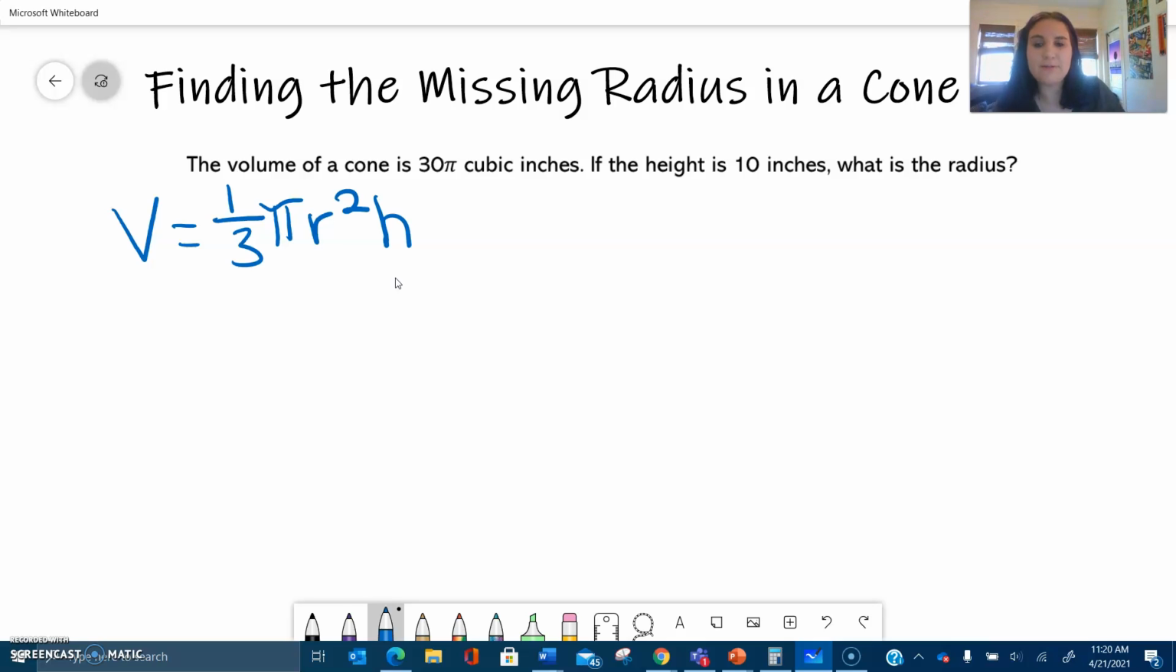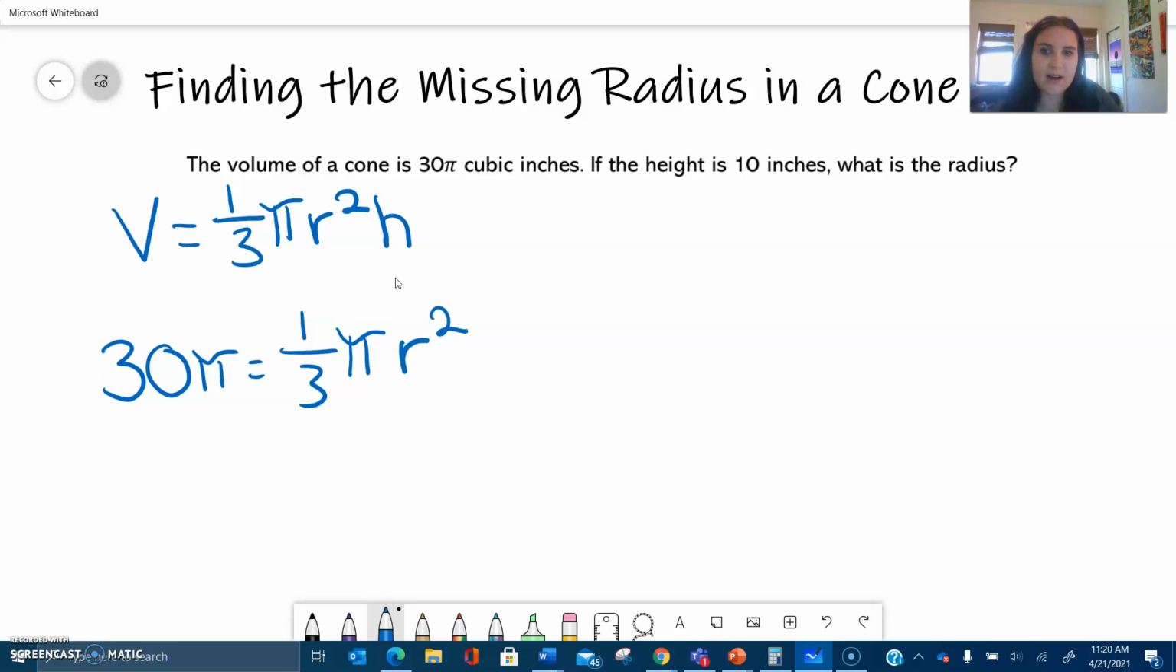All right, so now let's fill in or substitute our values in for our variables. So the volume equals 30 pi equals 1/3 times pi. We don't know what the radius is, so I'm going to leave that as r squared. But we do know that the height is 10, and I'm going to put that in parentheses just to keep myself organized.